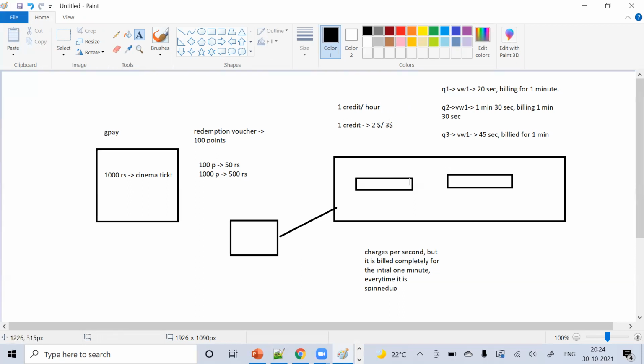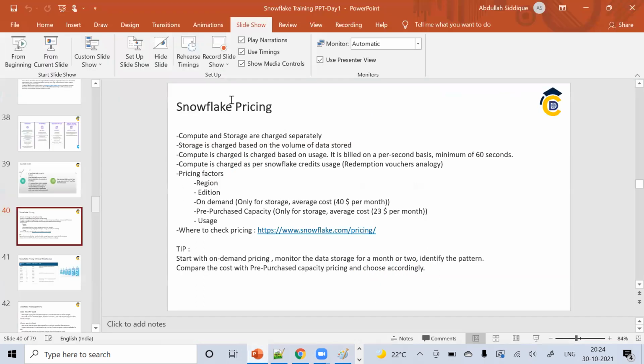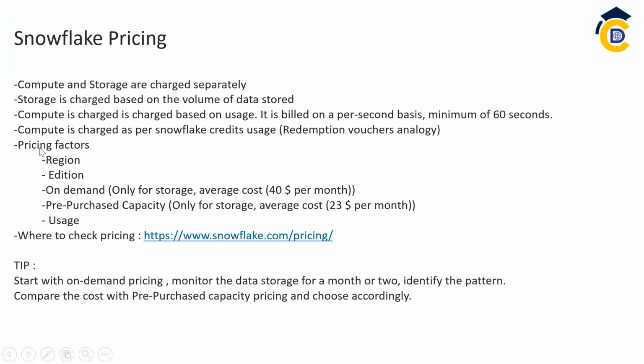So that is what I was trying to tell, that credit based charging is done as far as compute resources are concerned. And under compute resources, you have virtual warehouse, cloud service layers, and serverless features, not the storage layer. And this is, as I told you, initial 1 minute. Whenever the virtual warehouse resumes back from the suspension mode, always the initial 1 minute will be billed. And from that point onwards, it will be per second basis. Let's go back to our slide and see now the pricing factors.